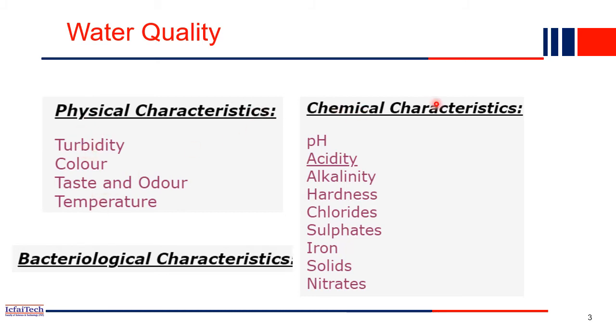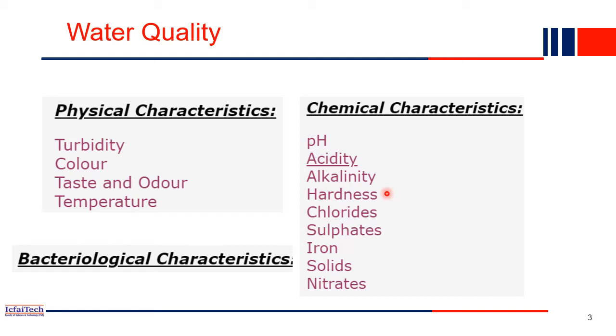Now, the next characteristic of water is the chemical characteristics. In the chemical characteristics, we perform a few chemical tests, and from them we finalize the different properties. For example, the first chemical characteristic is pH. How much pH is present in the water? Either it is acidic or alkaline. What type of pH is present in the water? That we can find out through these chemical tests.